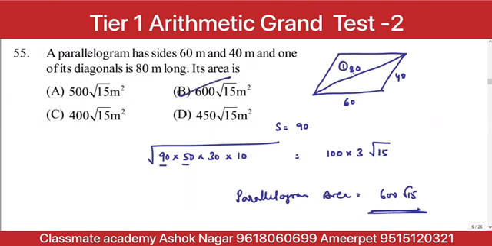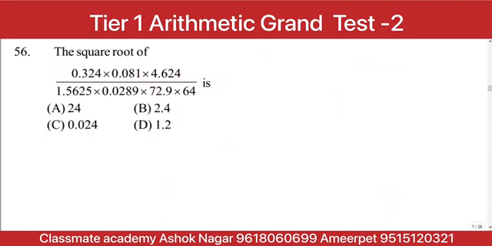Because this is one triangle, this is second triangle. We know the diagonal divides it into 2 equal areas. The square root of, look at after the decimal point. After the decimal point, what do we have? 3 digits, 3 digits, 3 digits. 9 digits in the numerator, 9 digits in the denominator. So if it is gone, then how does it look?